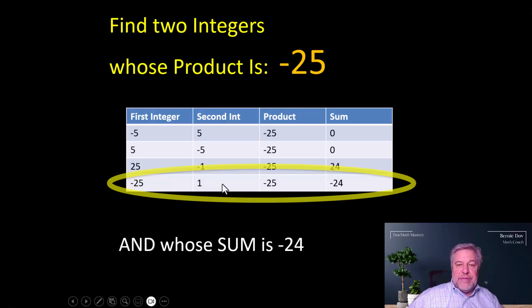And so how do we do that? Now we have to use trial and error. Let's make a table of all the integers whose product is negative 25. First option: negative 5 times 5 is negative 25, so the product works.